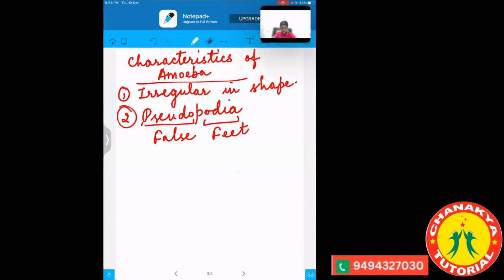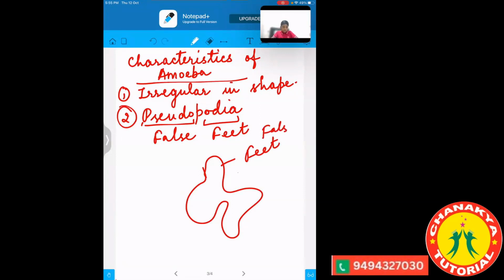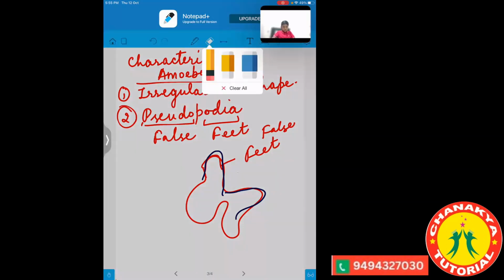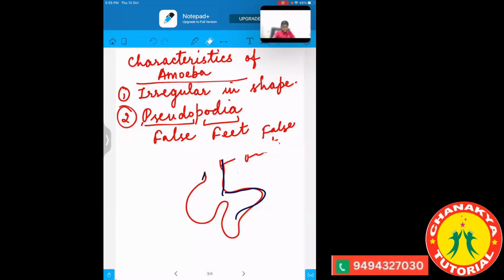As we have said, the name pseudopodia means false feet. The structure looks like feet, but actually they are not feet. That is why they are called pseudopodia, or false feet. I'll just change the color. These structures look like feet, but actually they are not feet, and that is the reason they are called false feet. Clear? Now, what will these pseudopodia be doing?